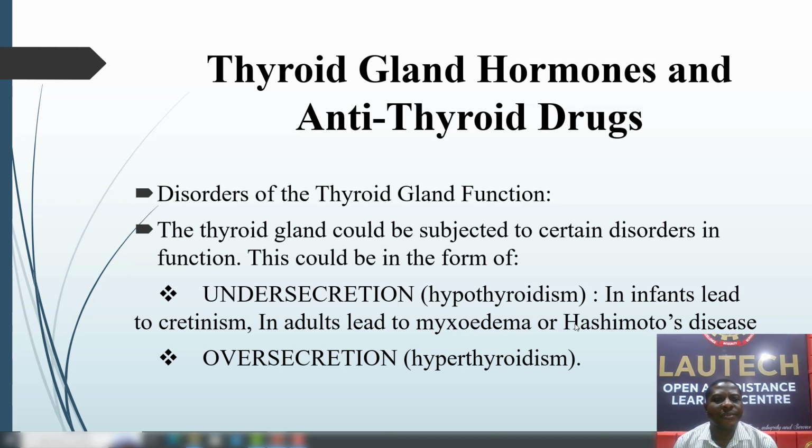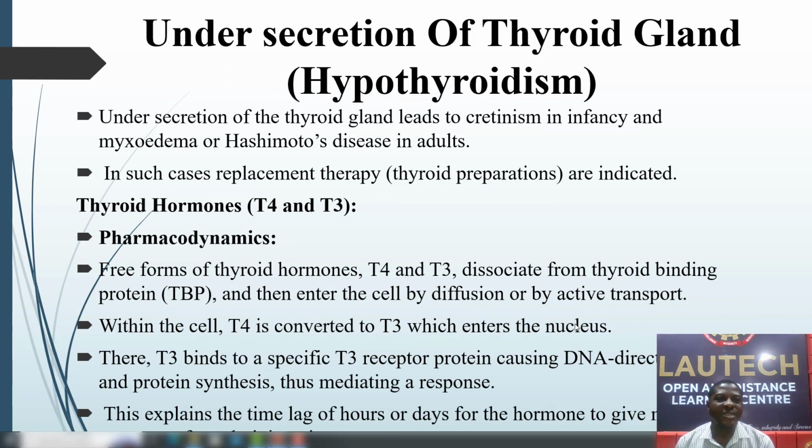Now, disorders of the thyroid gland function. The thyroid gland will be subjected to certain disorders in function. This could be in the form of undersecretion, that is hypothyroidism. In infants, it leads to cretinism. In adults, this undersecretion, that is hypothyroidism, leads to myxoedema and Hashimoto's disease. Then the oversecretion, which is otherwise known as what? Hyperthyroidism.